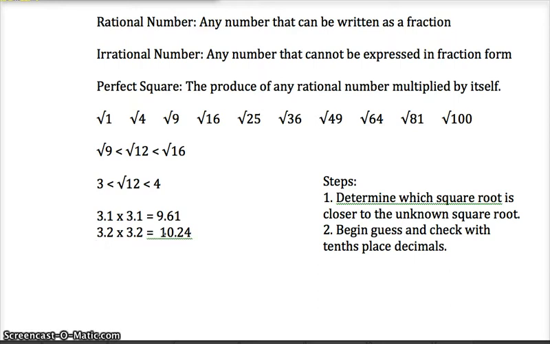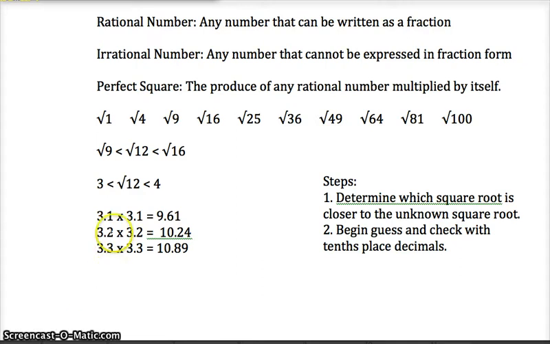So then the next thing we do is just try 3.3 times 3.3. And this is the work that I'll be looking for on your homework to make sure that you are actually trying to find the closest tenths place estimate. So if you do 3.3 times 3.3 on your paper, you will get 10.89. And we're still getting closer to 12, but we're not quite there yet.